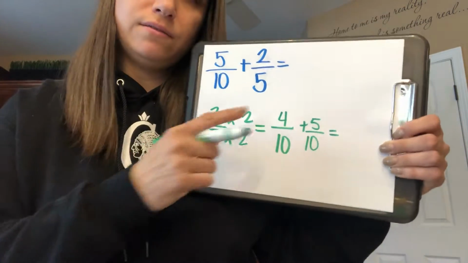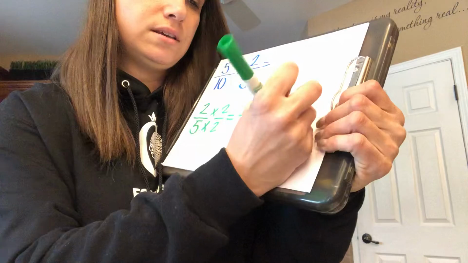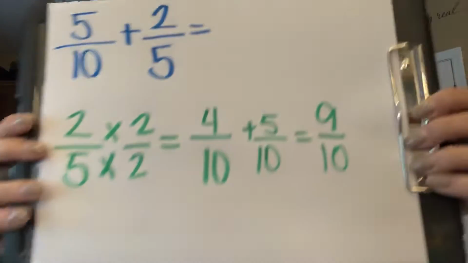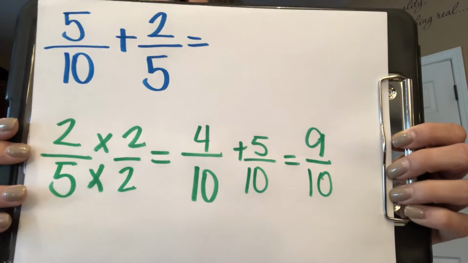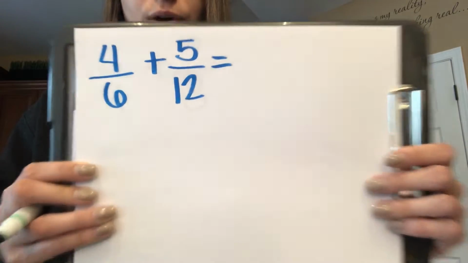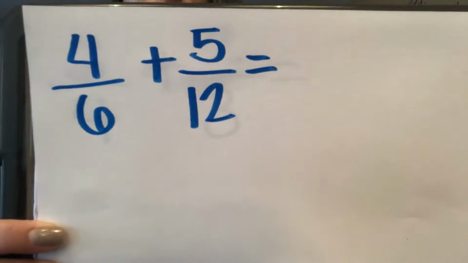And for this one, 10 stays the same, the tenths. My denominator will stay the same. And then 5 plus 4 is 9. So you should have gotten 9/10. Alrighty, 2 more. So this time I have 4/6 plus 5/12. So go ahead and try it on your own.